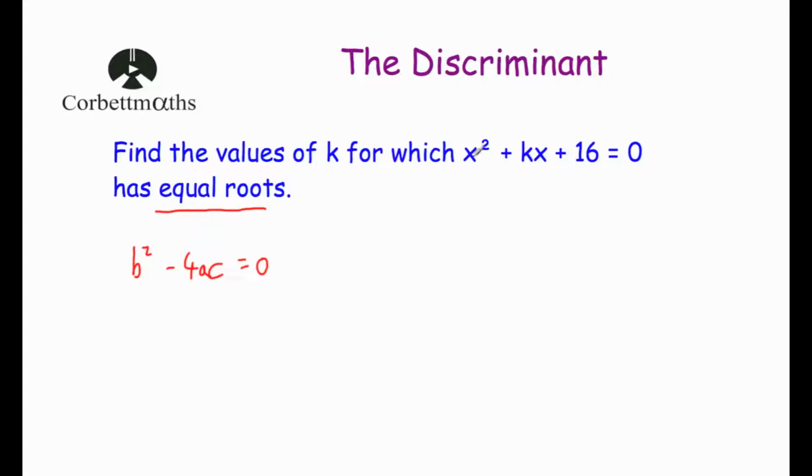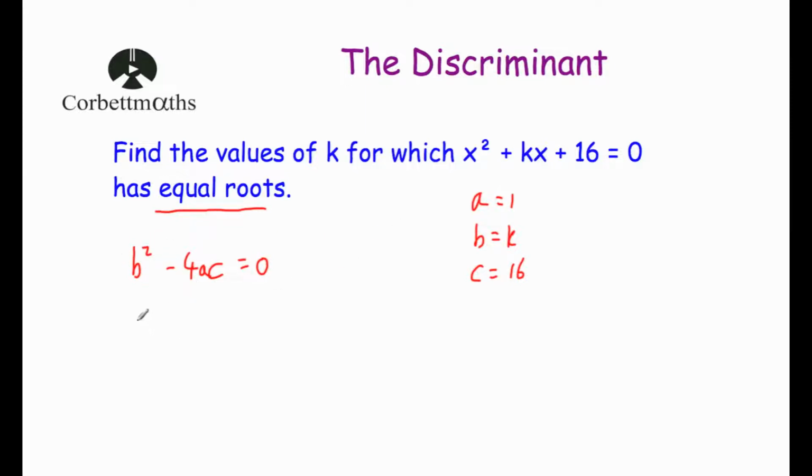Okay, now if we have a look at our quadratic equation, we have a is equal to 1 because this is x squared or 1x squared. We've got b is equal to k because the coefficient of x is k, and our c is equal to 16. So if we substitute these values for a, b and c into the discriminant, let's see what we get.